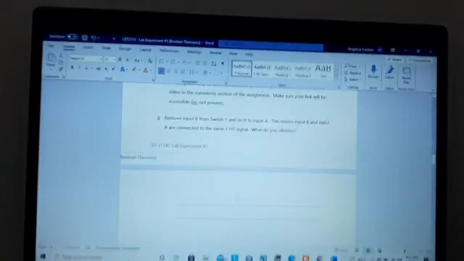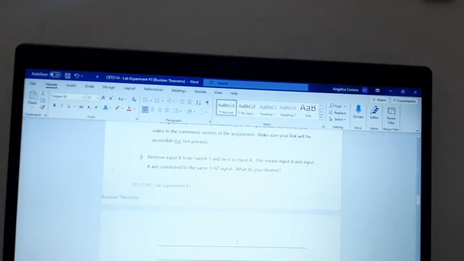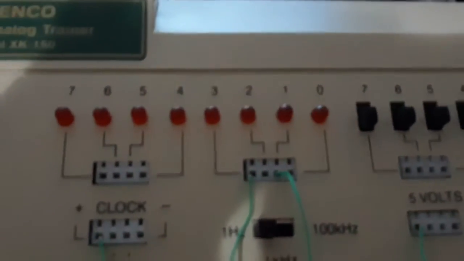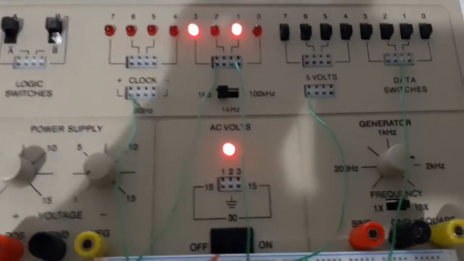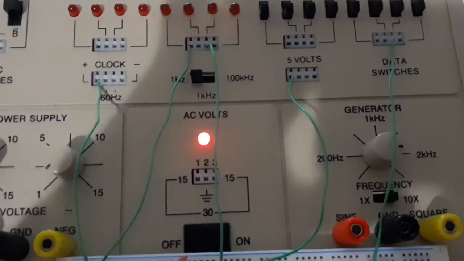So I'm going to show this here. I'm going to focus here one more time. So this means input B. What do you observe? Observing that both LEDs are blinking. This is actually Boolean theorem number 3, where X and X is going to be equal to X.